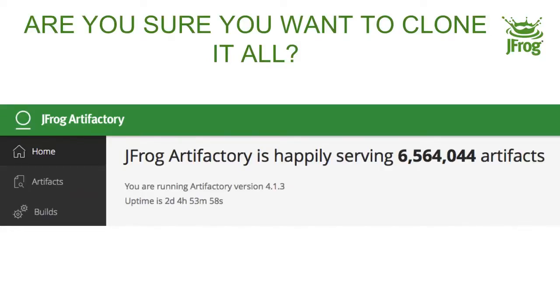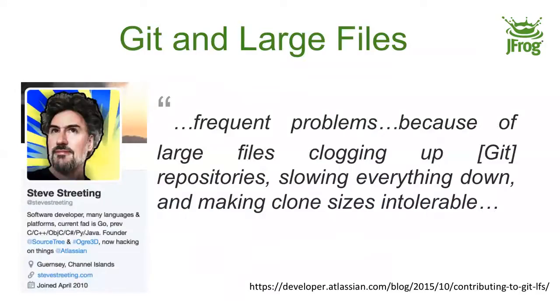So when you have hundreds or thousands of developers in your organization, this model doesn't scale. Everyone downloading this huge repository, it's just not right. It just doesn't scale, right? And we also have this really nice tweet from Steve Streeting. I'm not going to go into the complete tweet, but you can see that everyone is discussing the same problem. It just doesn't scale in terms of putting binaries into your source control system.